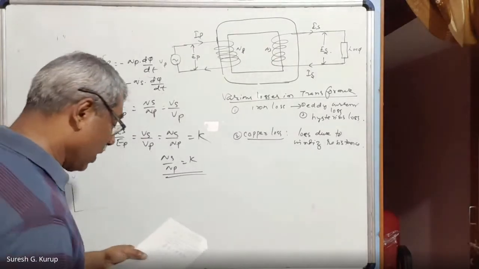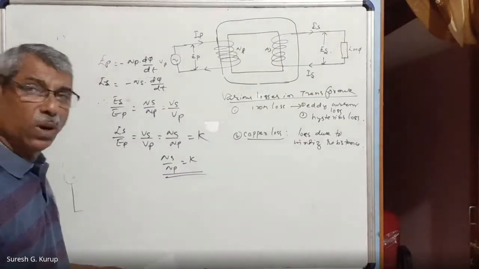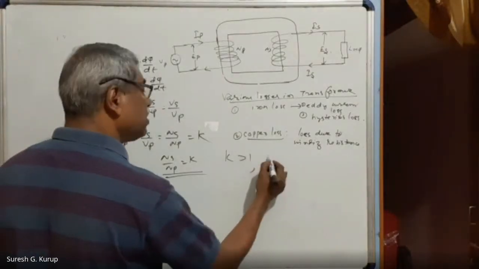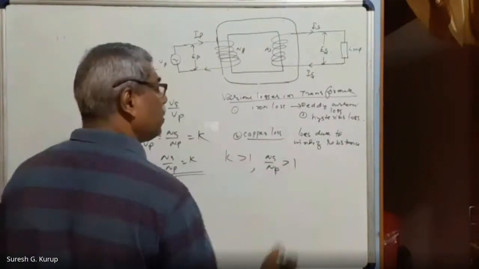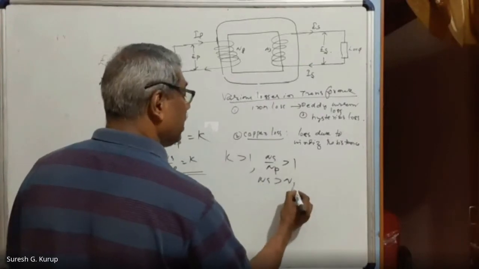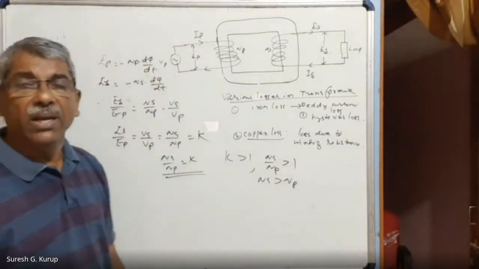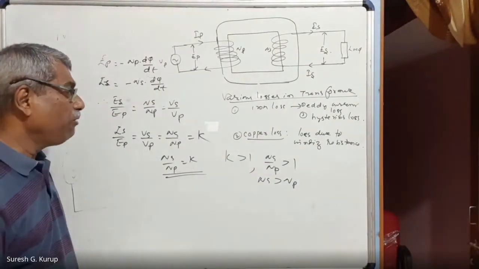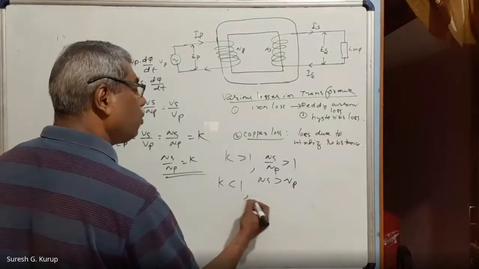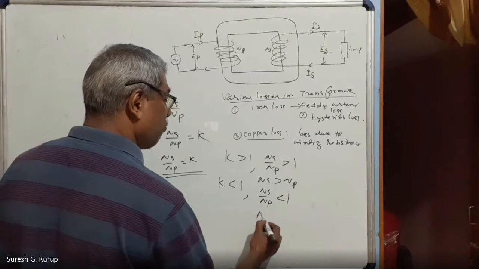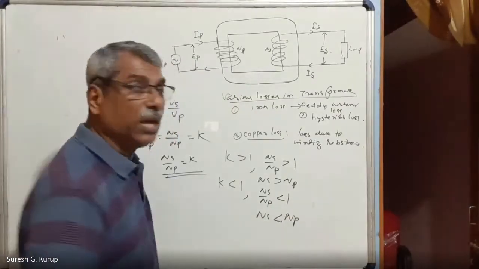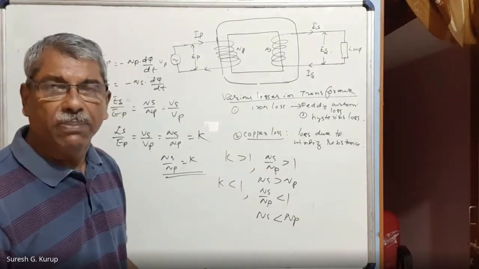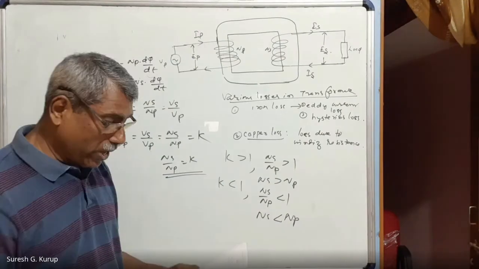Am I correct? Okay. If Ns by Np is greater than 1, that means K is greater than 1. If K is greater than 1, it means Ns is greater than Np. Then that transformer will be a step up transformer. On the other hand, if K is less than 1, Ns by Np is less than 1. Therefore, Ns is less than Np. That means Np is greater than Ns. Then that transformer is called a step down transformer. So two kinds of transformers also explained.